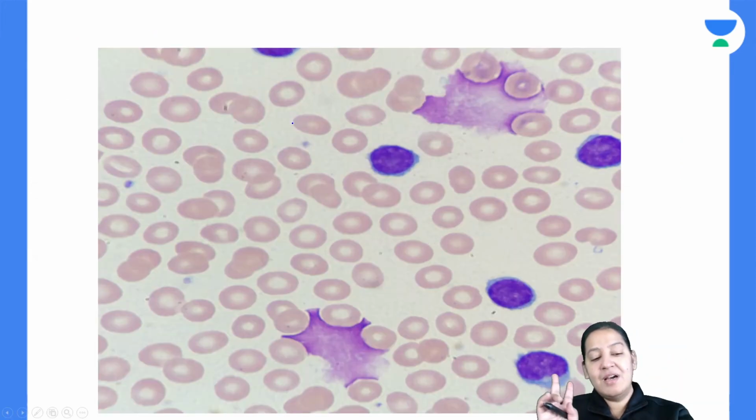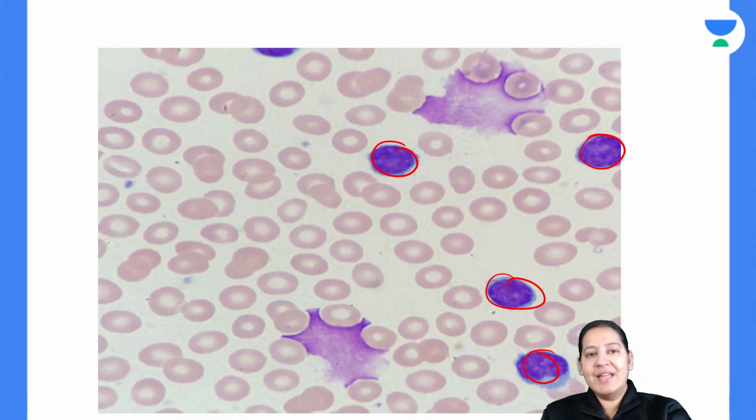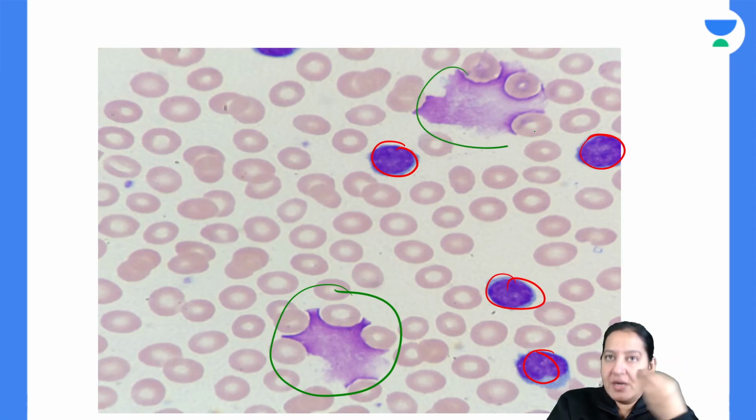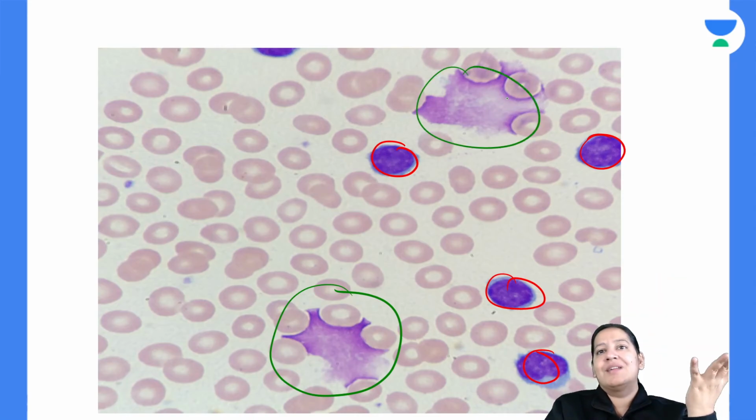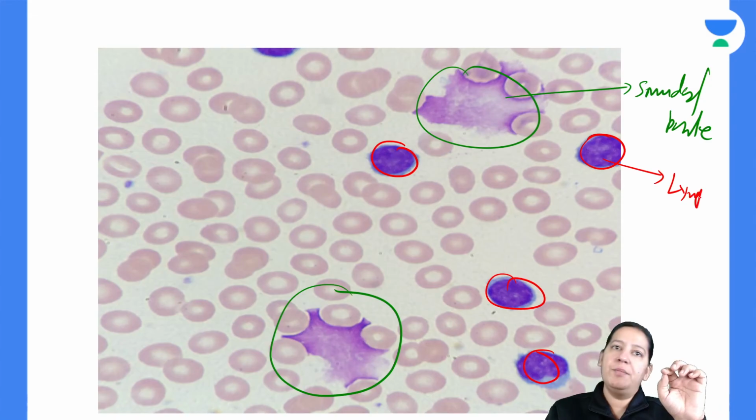In the peripheral smear, you can see two things. Of course, you all are right. Write down your answer. So two things are seen here. The lymphocytes. These are mature lymphocytes. And the second thing is this burst cell. They just burst out. So these are the smudge or basket cells. Smudge or basket cell. And these are the mature lymphocytes. Give me a thumbs up, mature.